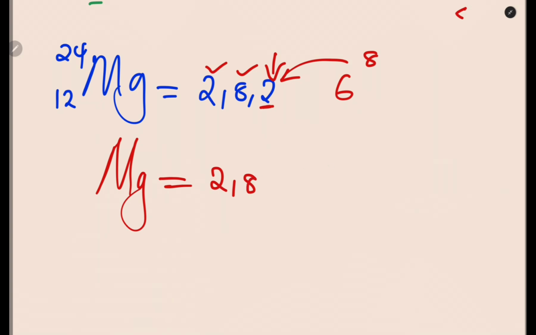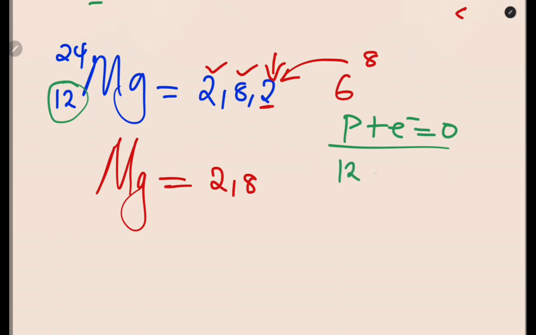Now let us go to our formula. Protons plus electrons giving us 0. An atom is electrically neutral. What is the number of protons? 12. Plus the number of electrons, also 12, equals 0. Now we are saying it is going to lose 2 electrons. So the number of electrons will be down by 2. So 12 minus 10, which equals, what is the answer? It's going to give us a 2.